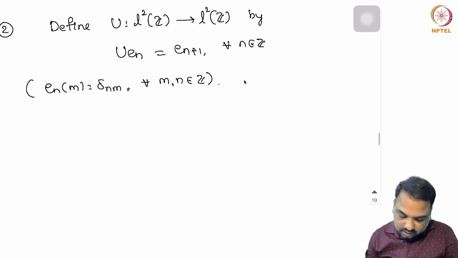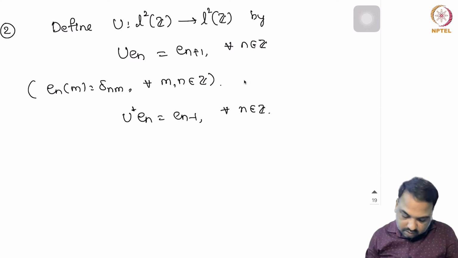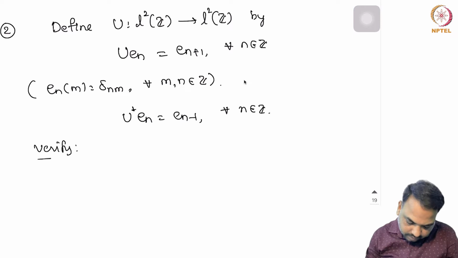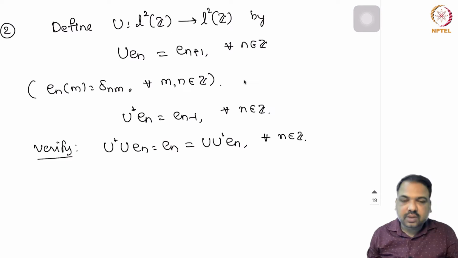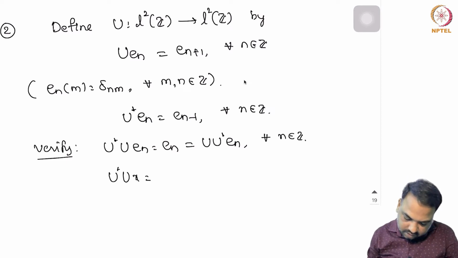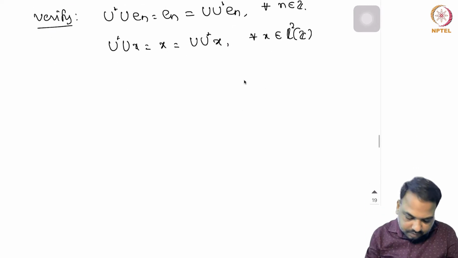Okay, we have already seen that in this case U star of En is E n minus 1 for all n in Z. We can verify that U star U En is En, and that is equal to U U star En for every n in Z. Not only that, we can even verify that U star Ux is x, that equals U U star x, for every x in L2 Z. That means we can conclude that U is a unitary operator.